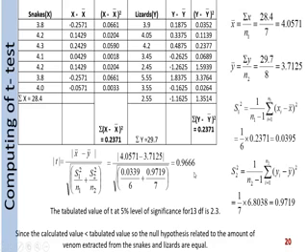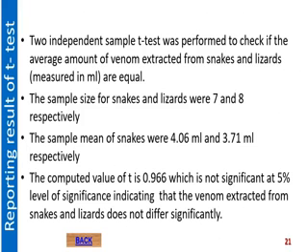So this is the computation. But this is not the way in which we will report it in our PowerPoint presentation, or in the written report that we are presenting. Rather, we will speak in terms of a few sentences where we try to avoid the technical terms to the extent possible. A two independent sample t-test was performed to check if the average amount of venom extracted from snakes and lizards are equal. So this is the null hypothesis.